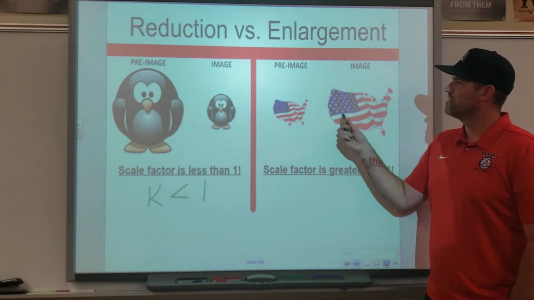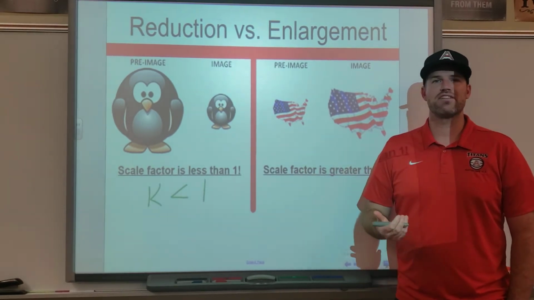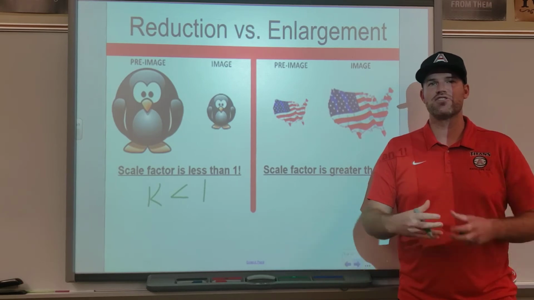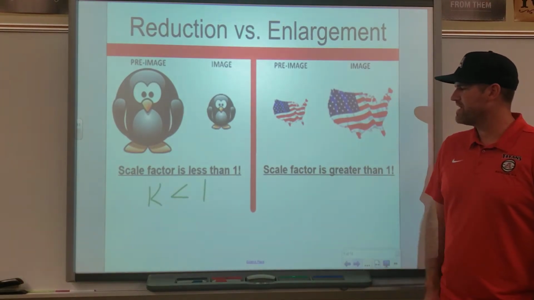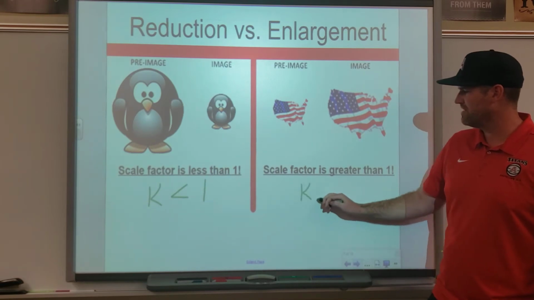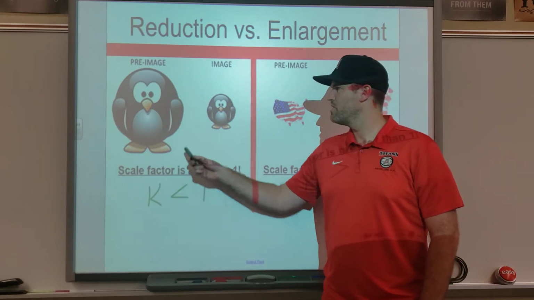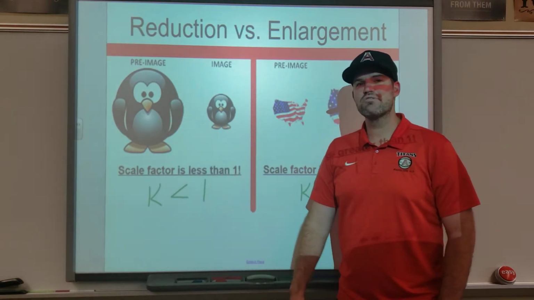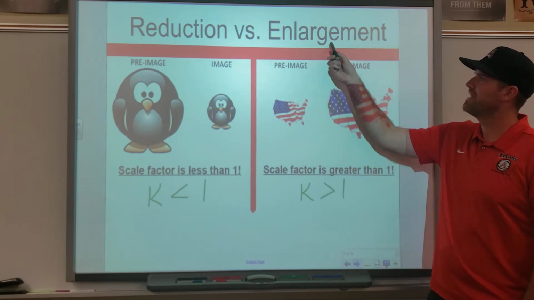And then when it gets larger, right, if we go from something small and make it bigger, that's an enlargement, just like when you take your pictures into the store and you get them blown up, right? Those are called enlargements. And this happens every time the scale factor, as we mentioned, is greater than 1. So if K is less than 1, it gets smaller or reduces. But if K is greater than 1, it gets bigger or enlarges.